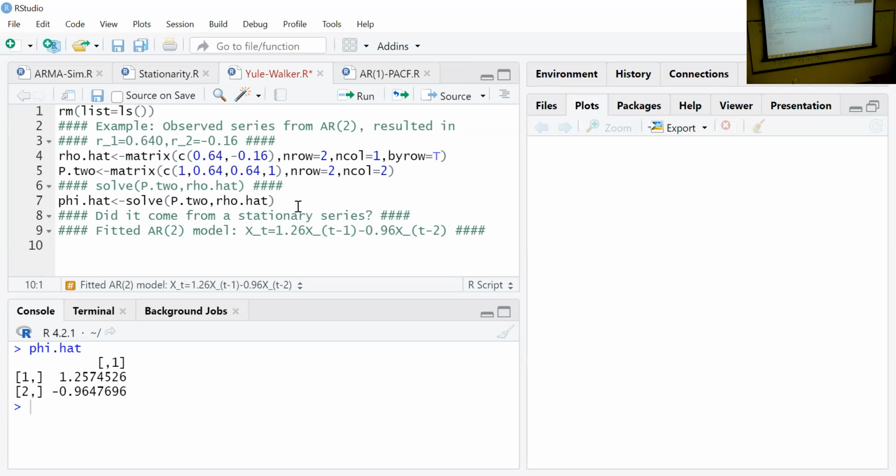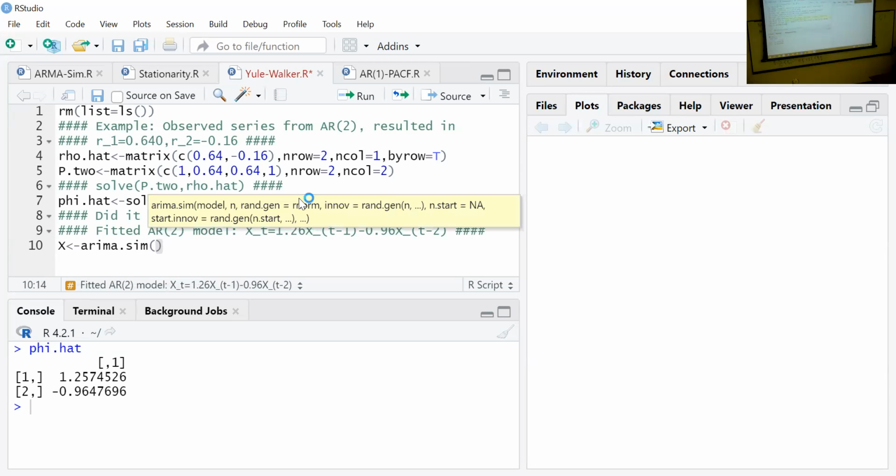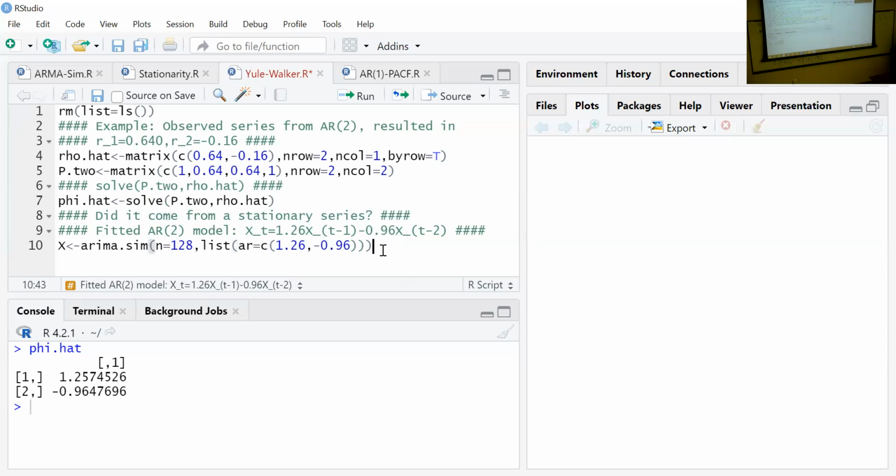Do we remember the function that we used to simulate the series? No. Oh, you missed it. Got to give the sample size. So n was 128. Got to specify the model coefficients, 1.26, comma, negative 0.96. Good.